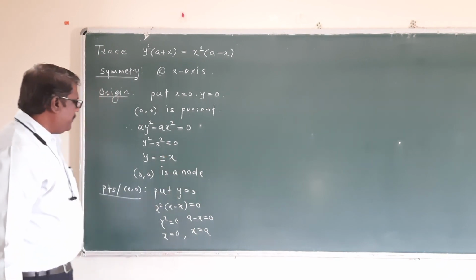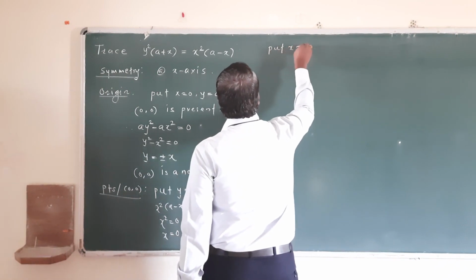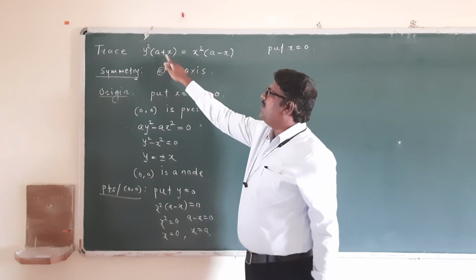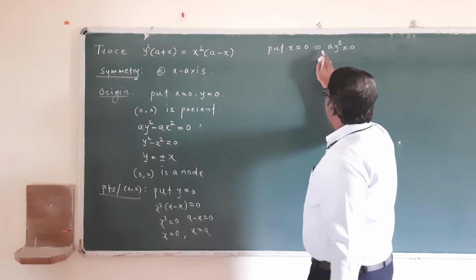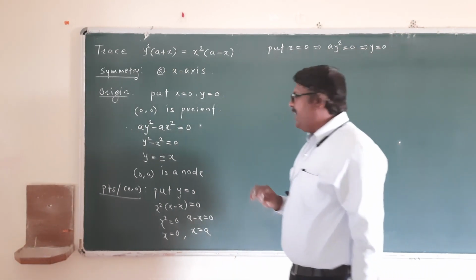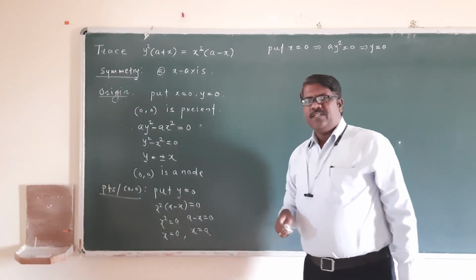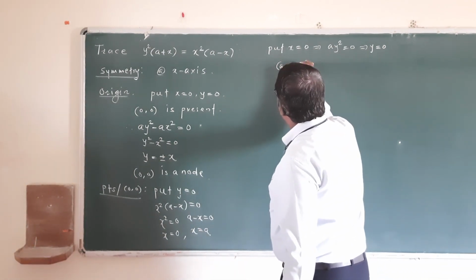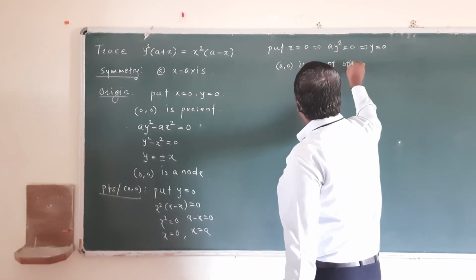Now to get point on y-axis, put x is equal to 0, and when x is 0, right hand side is 0, so a y square is equal to 0, and when a y square is equal to 0, this implies y is 0. It means origin is the only point on y-axis. So the point other than origin is only one point, that is a comma 0.